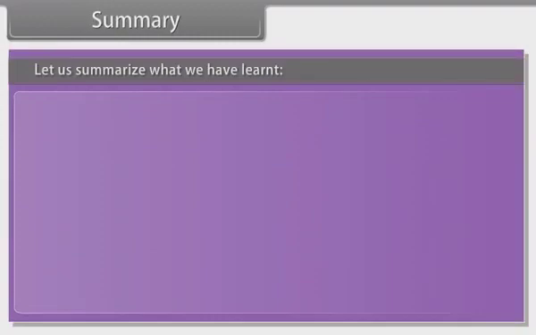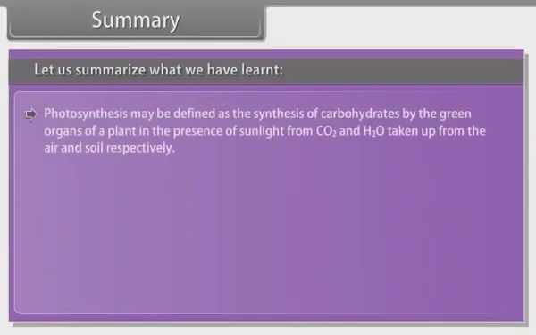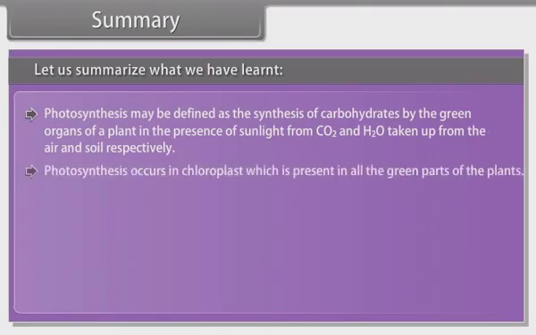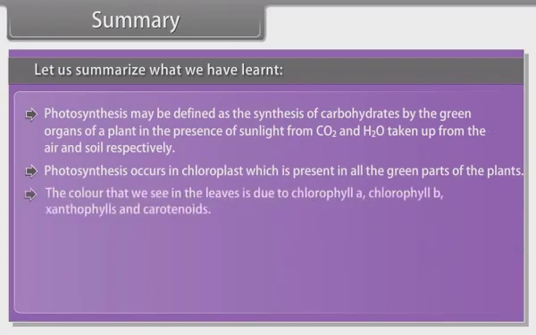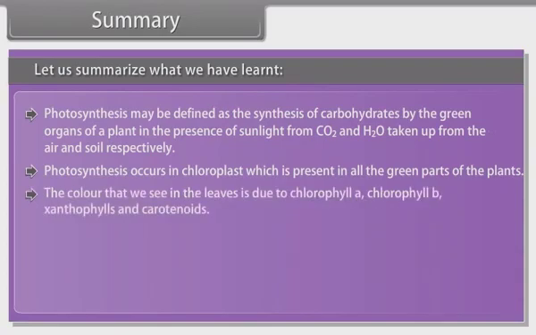Summary. Let us summarize what we have learned. Photosynthesis may be defined as the synthesis of carbohydrates by the green organs of a plant in the presence of sunlight from carbon dioxide and water taken up from the air and soil respectively. Photosynthesis occurs in the chloroplast, which is present in all the green parts of the plants. The color that we see in the leaves is due to chlorophyll a, chlorophyll b, xanthophylls and carotenoids.